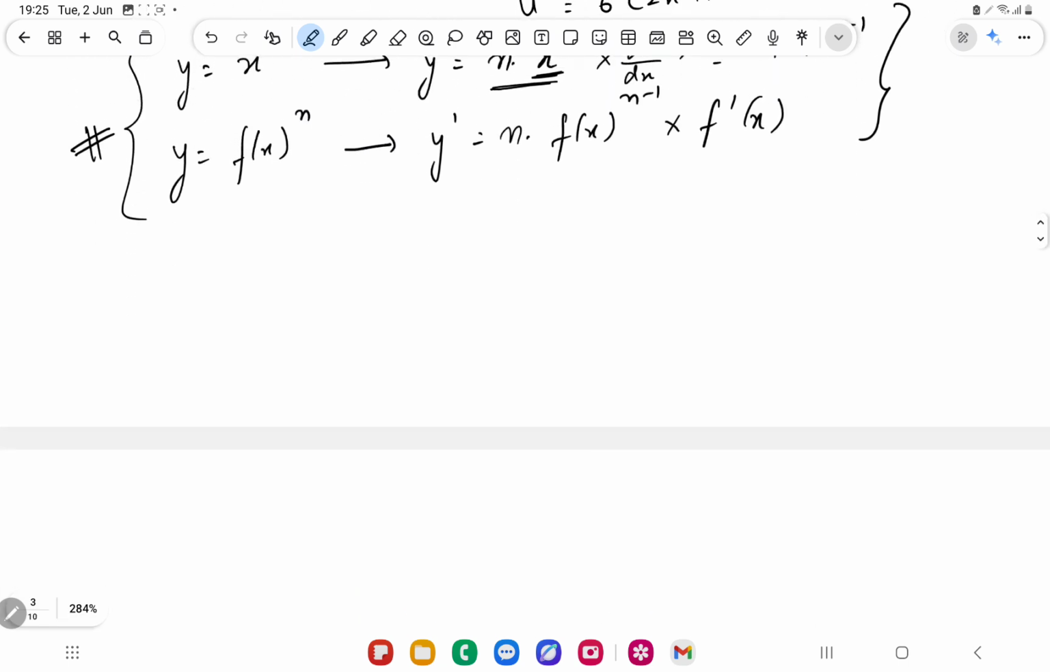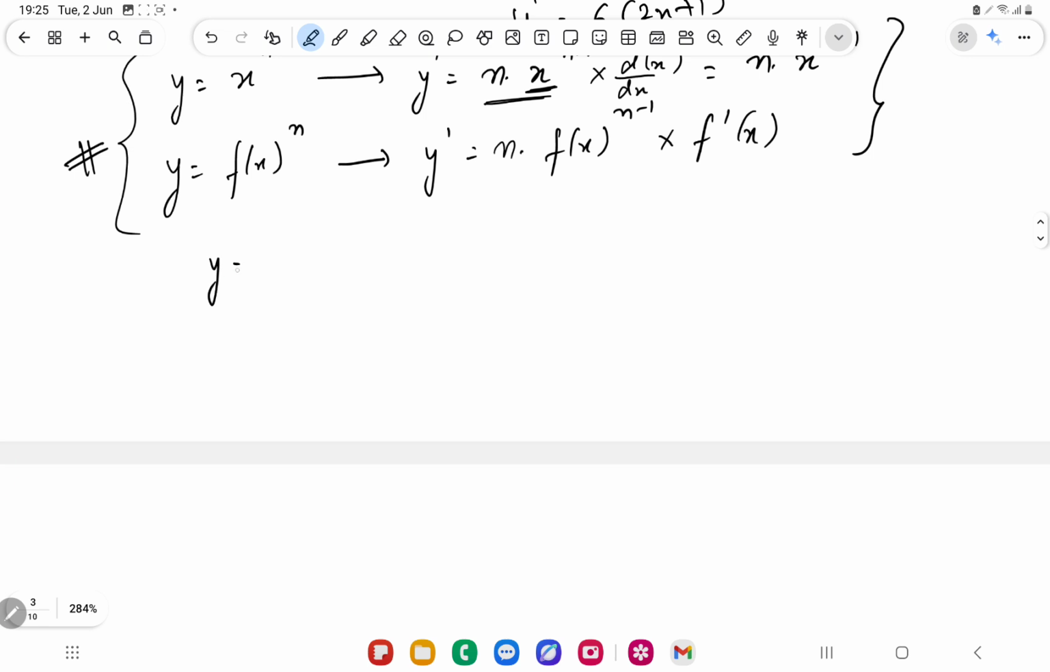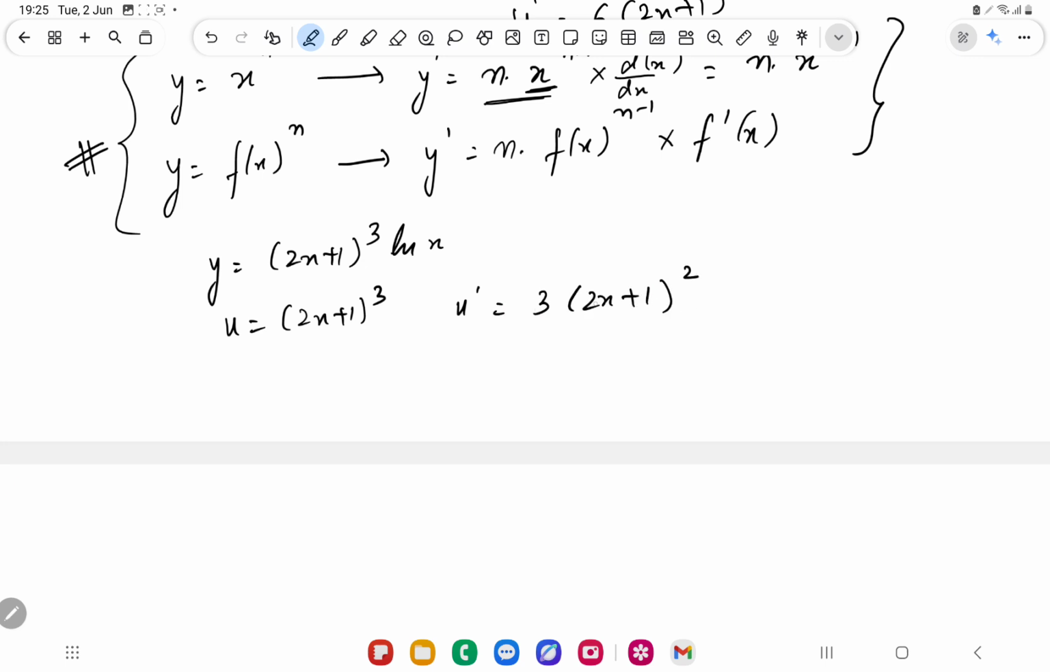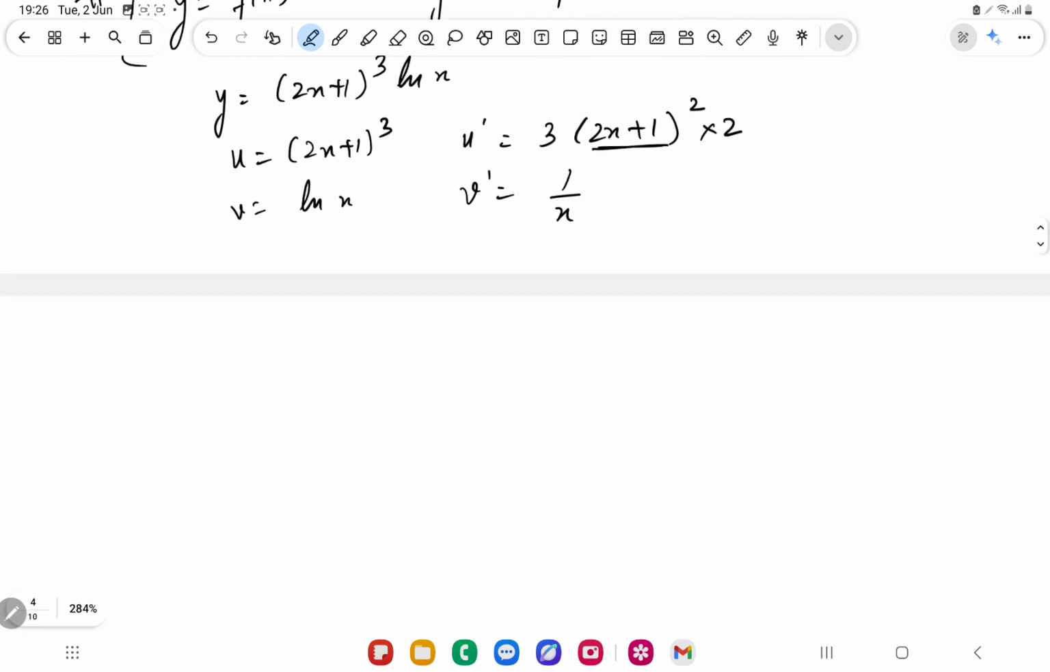Now let's solve our question. My question was y is equal to (2x plus 1) whole cube times ln x. If I take u as (2x plus 1) whole cube, my u dash is 3 into (2x plus 1) to the power 2 multiplied by 2, the derivative of the inside. And I am taking v as ln x, so v dash will be 1 by x.